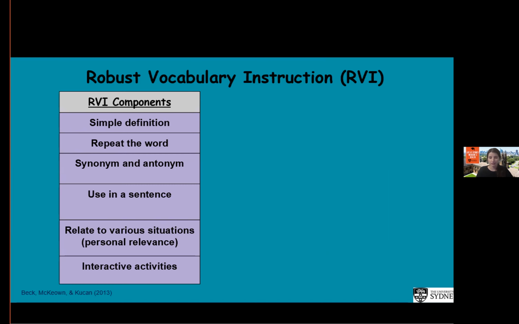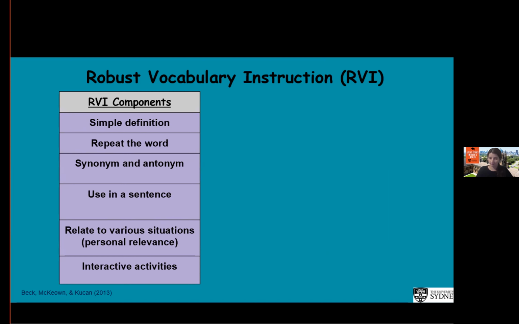The components of RVI are: first, introduce the word and give a very simple definition of the word that the students can easily understand. Then, get the student to repeat the word. This makes sure that the students have a phonological representation of the word in their minds, so they know the sounds that make up the words.